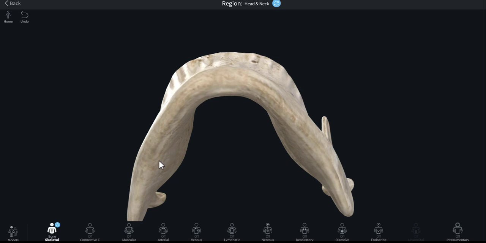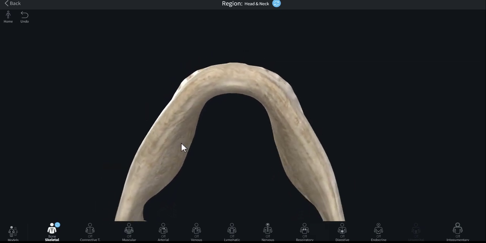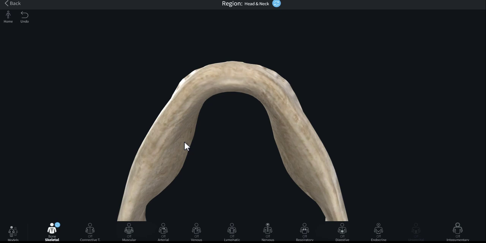Let me repeat it again. Both the investing layer of deep cervical fascia and the platysma muscle have attachments to the base of the mandible. But the difference is that the platysma's insertion is more superficial, while the deep cervical fascia is deep. There is already a hint in the name: investing layer of the deep cervical fascia is deeper and not superficial. But both of them have attachments to this base.